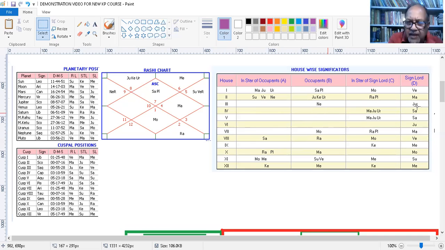For preparing this, of course, this is all computerized these days, but if you have to prepare it manually, then start with column D. From this, take any house. You have to place the lord of the house in column D. Then you have to see whether any planet is sitting in the star, or the constellation, of the lord of the house. If it is, then that comes in C, in the star of the sign lord.